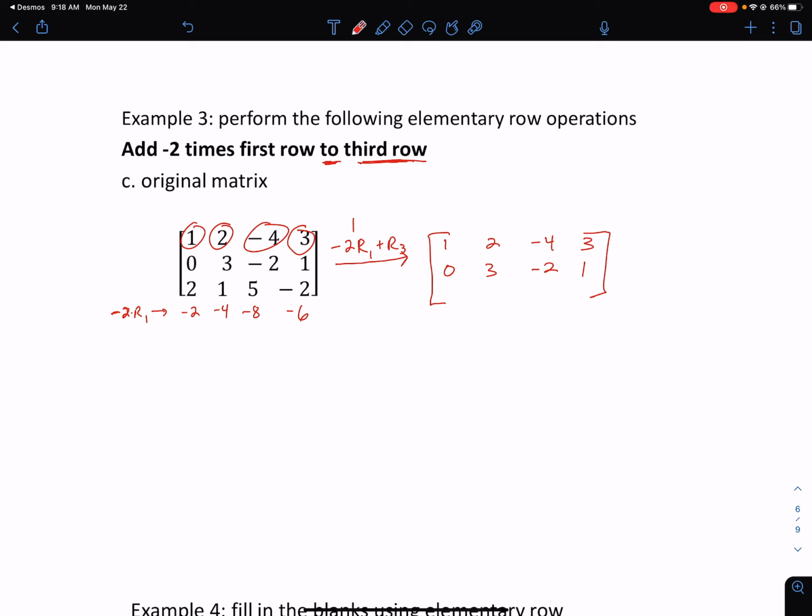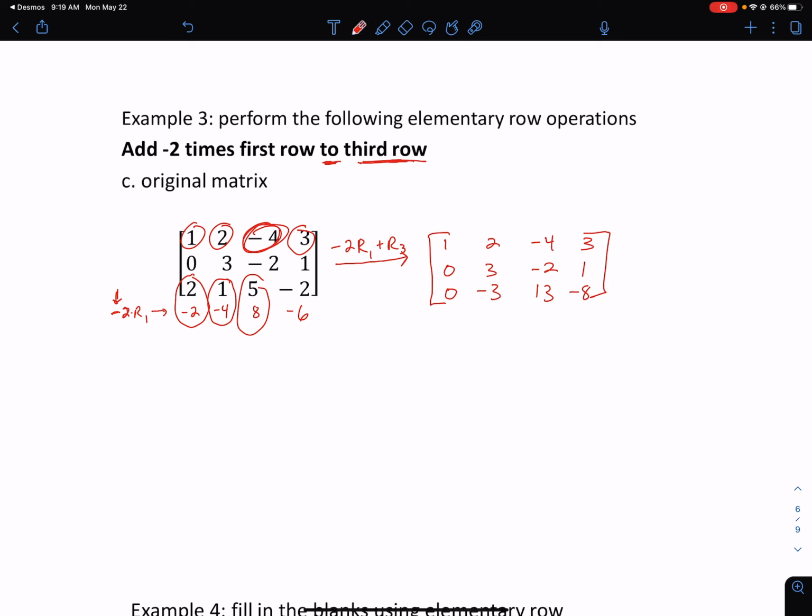Now I'm going to add it to row 3. So basically I'm adding these two numbers together to get my new row. 0, -3. Oh, this should have been a +8, sorry. Because a -4 up here times the -2 would be a +8. So 8 and 5 would be 13. And then -2 minus 6 will be -8.